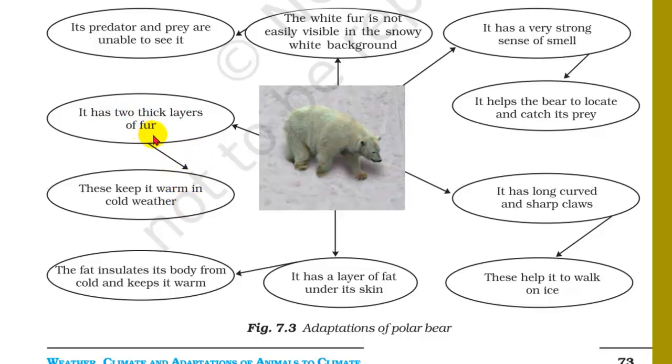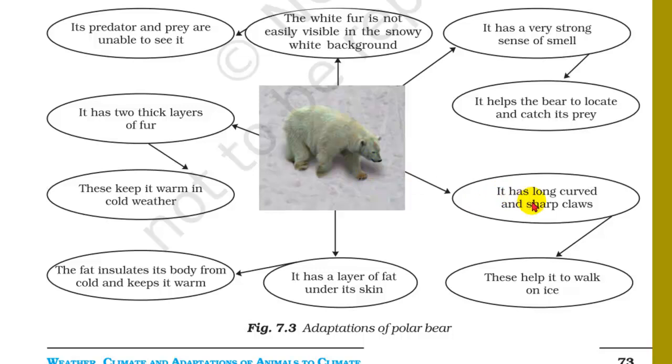This thick layer of fur keeps it warm in cold weather. Polar bear has white fur which is not easily visible in the snowy white background. The importance of this white fur is that its predator and prey are unable to see it. The polar bear has a very strong sense of smell which helps the bear to locate and catch its prey.